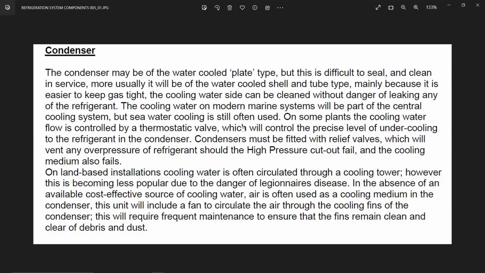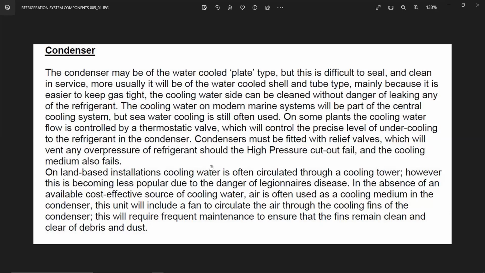On some plants, the cooling water flow is controlled by a thermostatic valve, which will control the precise level of undercooling of the refrigerant in the condenser. Condensers will be fitted with relief valves, which will vent any overpressure of the refrigerant should the high pressure cutoff fail and the cooling medium also fail.